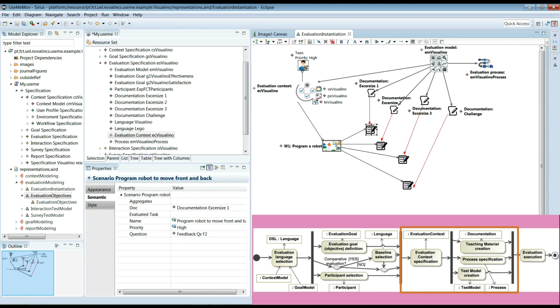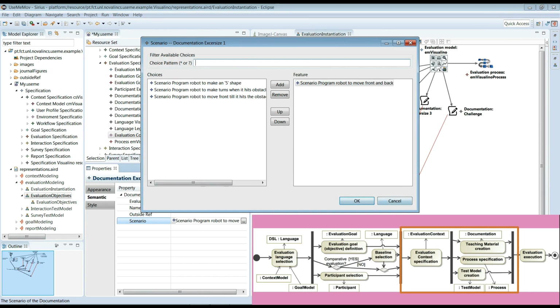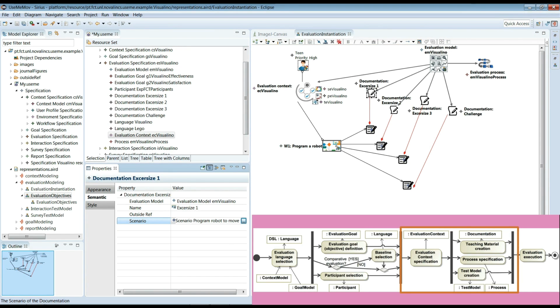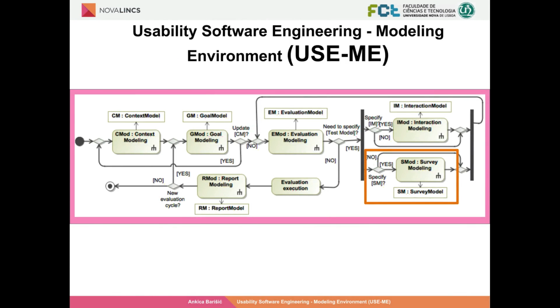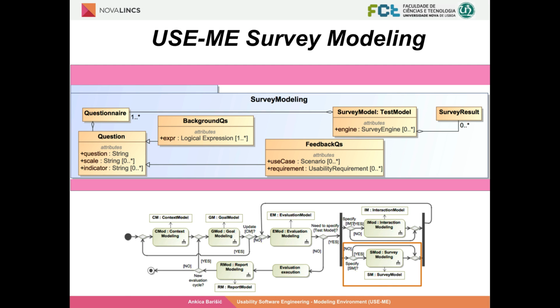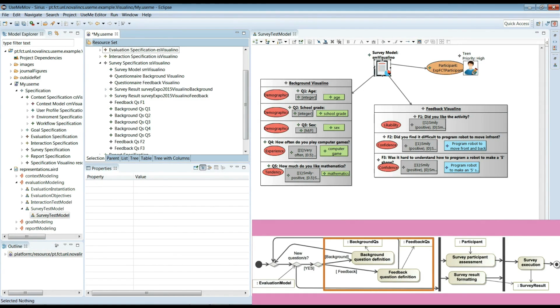In Visulino case, the evaluation scenario aggregates the teaching scenarios, ensuring that participants will learn all the relevant concepts. Finally, we specify an experimental process as an activity diagram. The test model is crucial for the assessment process and can be defined as an interaction model or a survey model. The UseMe survey modeling activity enables us to specify a survey as background and feedback questionnaires.